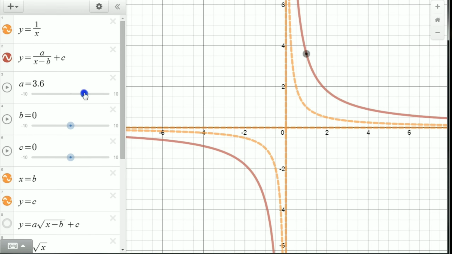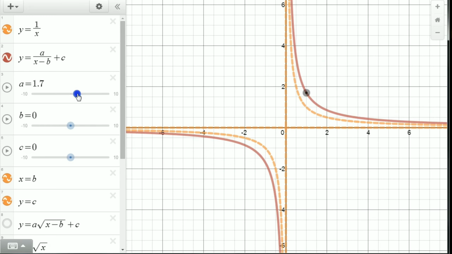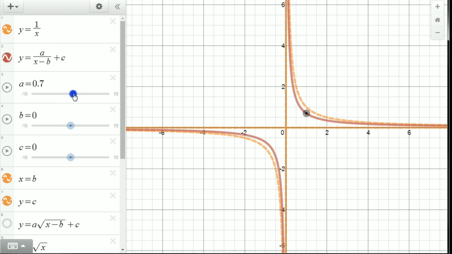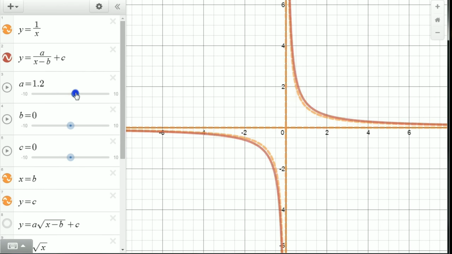As a decreases, this point comes back down, and as a becomes a fractional value between 0 and 1, you'll notice that the graph gets a lot narrower, a lot closer to the axes, to the origin here. It will never actually reach the origin. At this point in time, we have x equals 1, and y will be 0.3 over 1, which is obviously 0.3. So turning off the point, let's just move a back to 1.